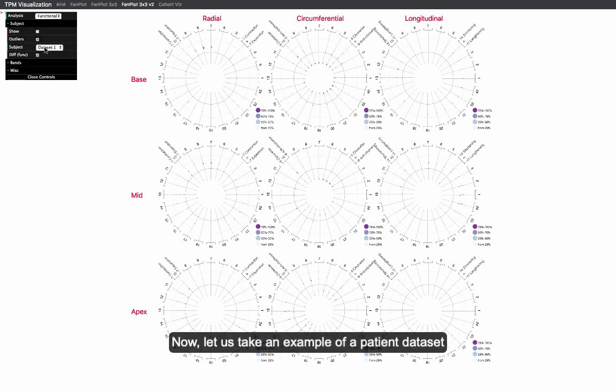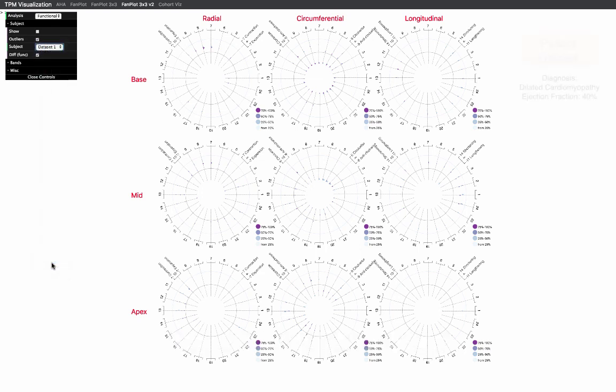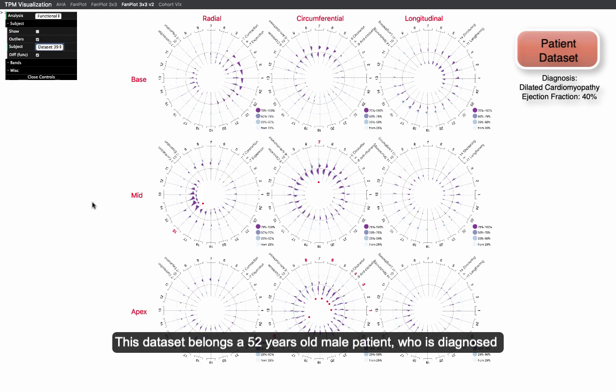Now, let's take an example of a patient dataset. This dataset belongs to a 50 years old male patient who is diagnosed with dilated cardiomyopathy and has 40% ejection fraction. We can see there are strong differences in several plots.